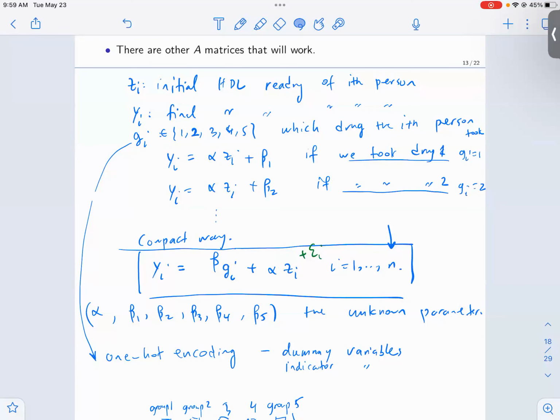Because if I just fit a simple linear regression to group one, I'm just going to have yi equal to some beta plus some alpha times zi for that group. For a different group, I have a different beta plus a different alpha times zi. That's what happens if you run a full simple linear regression. What we're doing is saying everyone has the same alpha, but the intercept changes as a function of the group. Okay, so the effect of the drug is encoded in the intercept of the model.